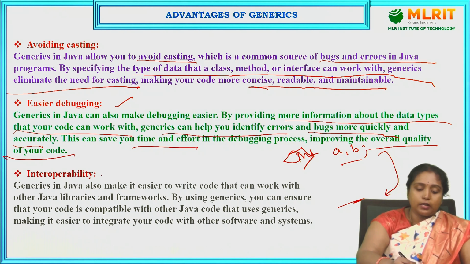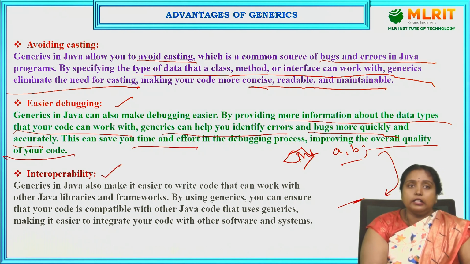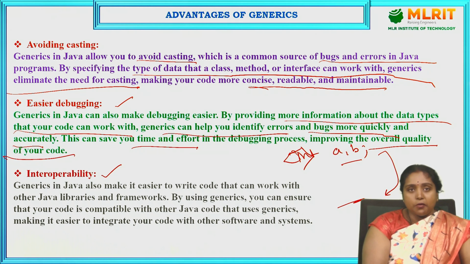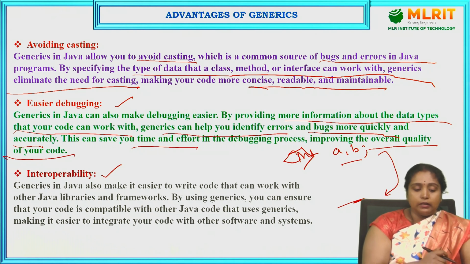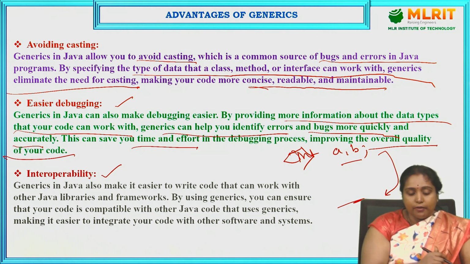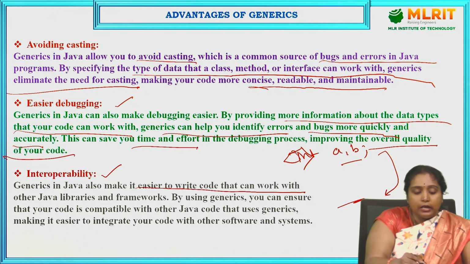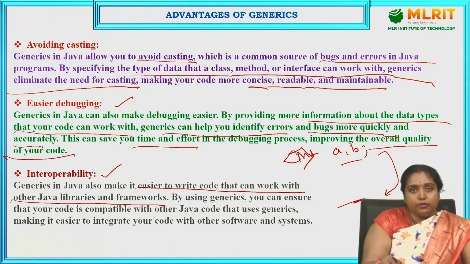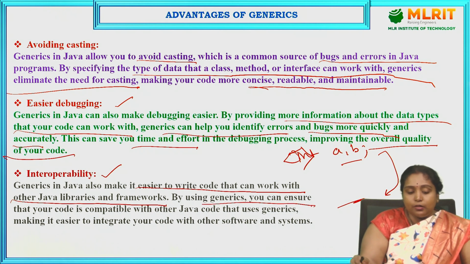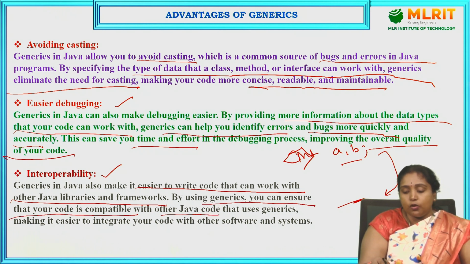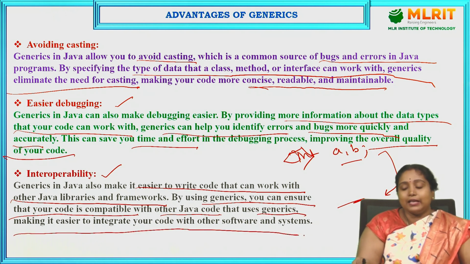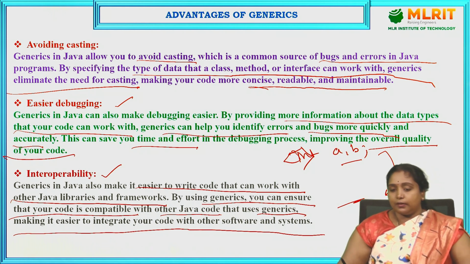The last advantage is interoperability. Interoperability is nothing but generics in Java also make it easier to write code that could work with other Java libraries and frameworks. By using generics, you can ensure that your code is compatible with other Java code that uses generics, making it easier to integrate your code with other software and systems. So these are the advantages of generics.